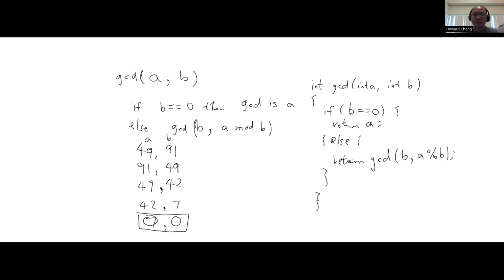But this is wrong. The reason why this is wrong is because they tell you that A and B can be up to 10 to the 18. Now, for most machines, and certainly the ones that we have access to and the one that Caddis uses, ints are 32-bit integers, which means that it can go up to 2 to the 31 minus 1 because it's signed. If you use unsigned int, it can go up to 2 to the 32 minus 1, but it doesn't really matter because this is about 2 billion.